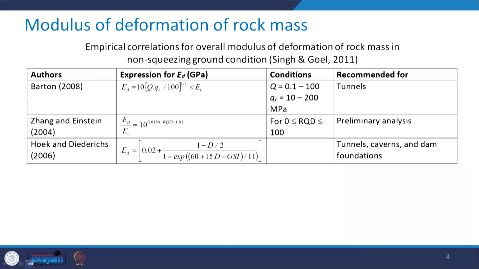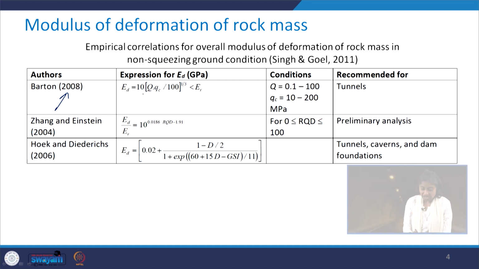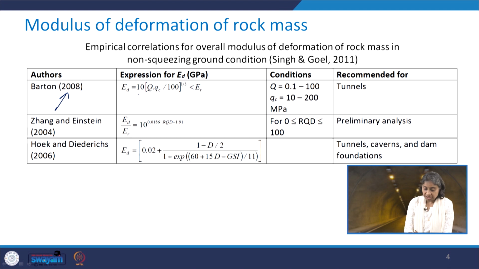Another important empirical correlation is the one given by Barton in 2008, where he proposed that the modulus of deformation is equal to 10 times Q into (Qc by 100) to the power 1 by 3, and this should be less than Er. The conditions which are to be satisfied include Q equal to 0.1 to 100 and Qc varying between 100 to 200 megapascal, and these are recommended for tunnels. So this expression should be used in the case of tunnels.